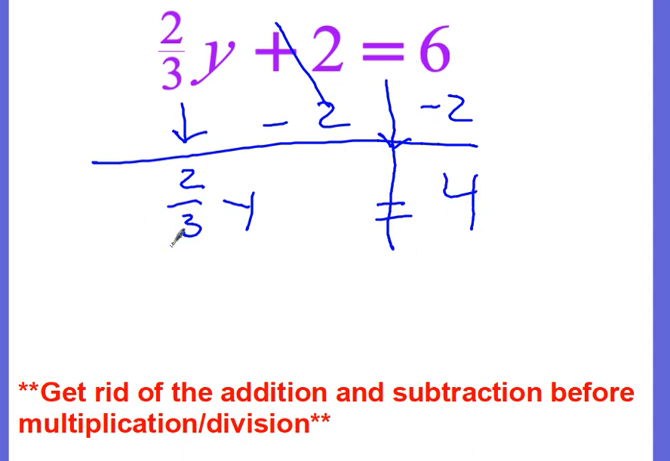Now, from here, because I have 2/3 y equals 4, the way we get rid of a fraction that's being multiplied like this is we just multiply by the reciprocal, because that will cancel everything out. When I say multiply by the reciprocal, we're going to flip our fraction around and multiply it. So if I flip my fraction 2/3, I make it 3/2. And the reason we do this is, if I look at this, 3 times 2 is 6, 2 times 3 is 6. 6/6 is equal to 1.